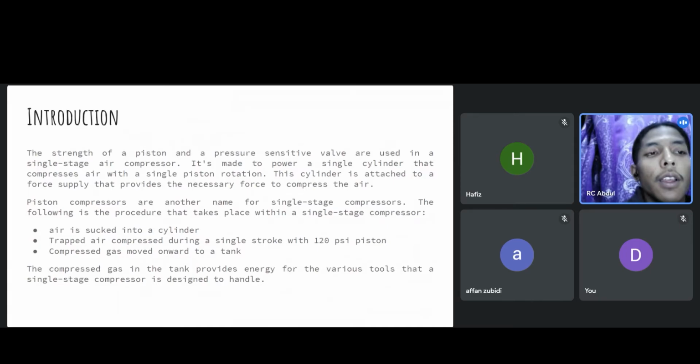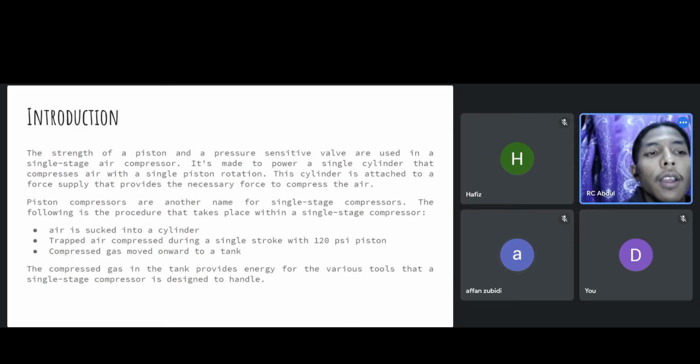Okay, for the introduction, in this experiment, a single piston and pressure sensitive valve are used. A single stage air compressor is made to power a single cylinder that compresses air with a single piston rotation. The cylinder is attached to a force supply that provides the necessary force to compress the air. Piston compressors are another name for single stage compressors.